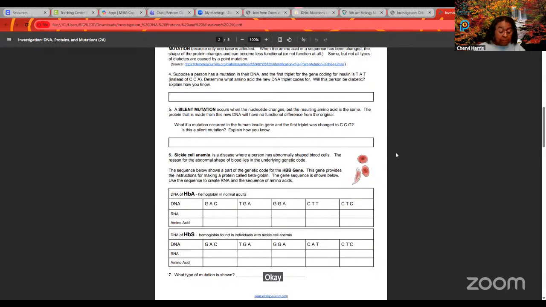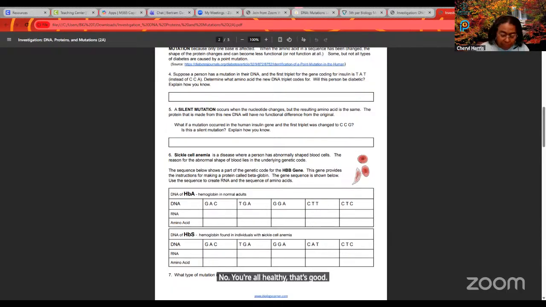Okay? And insulin, anybody have diabetes? Any of y'all diabetic? You know anything about diabetes? No, you're all healthy. That's good.